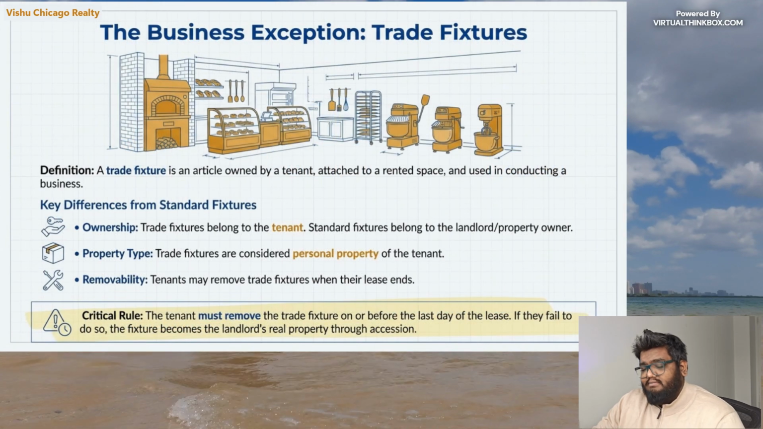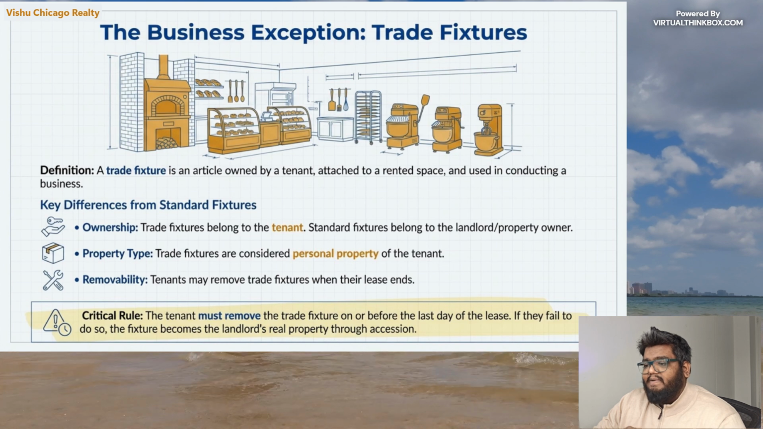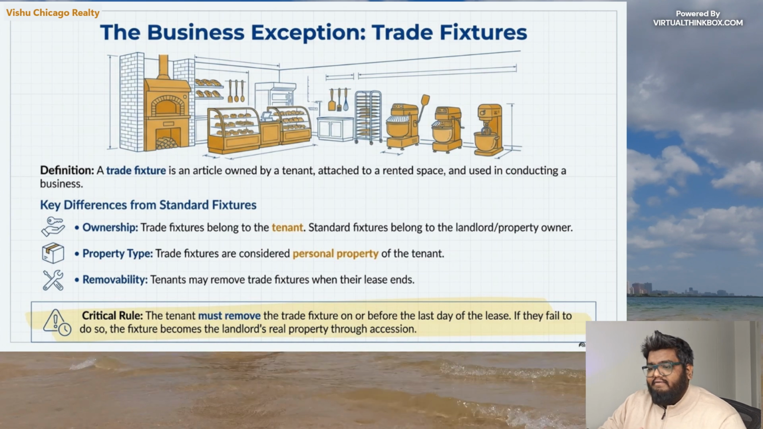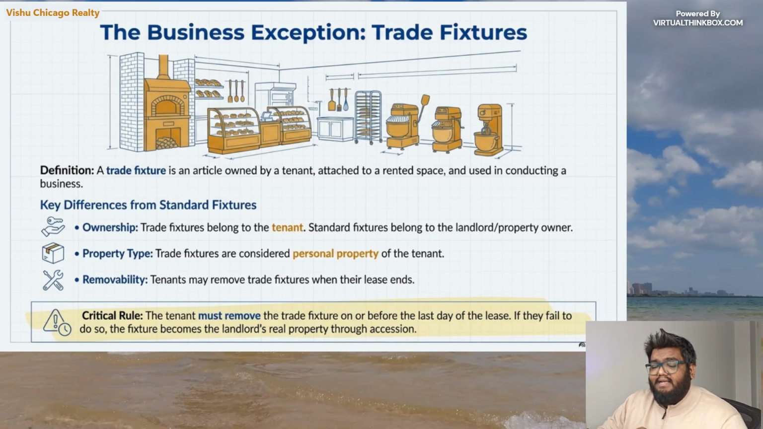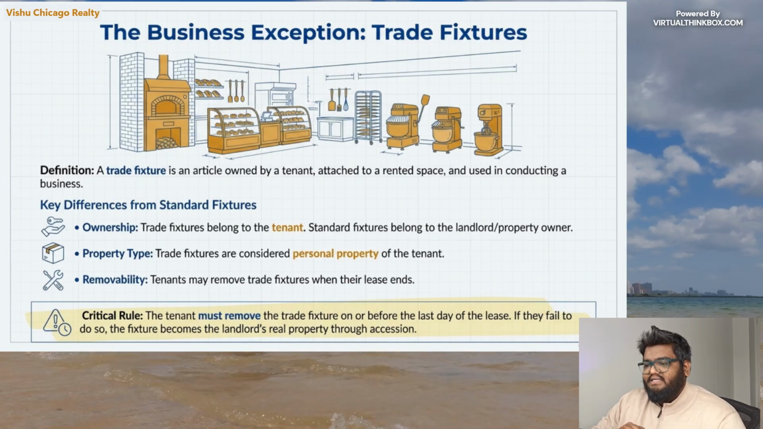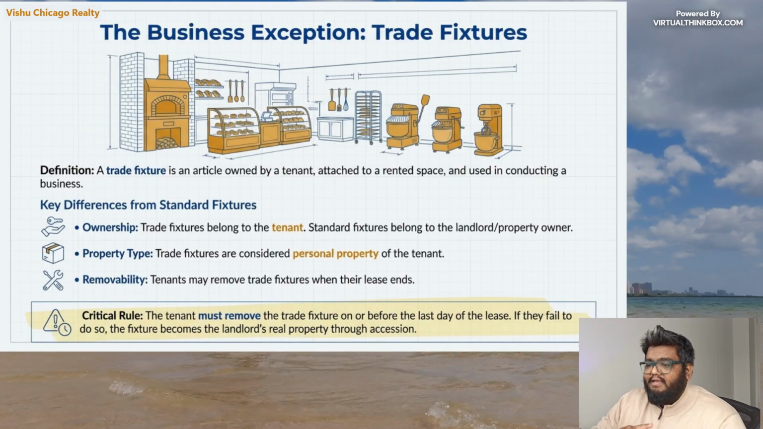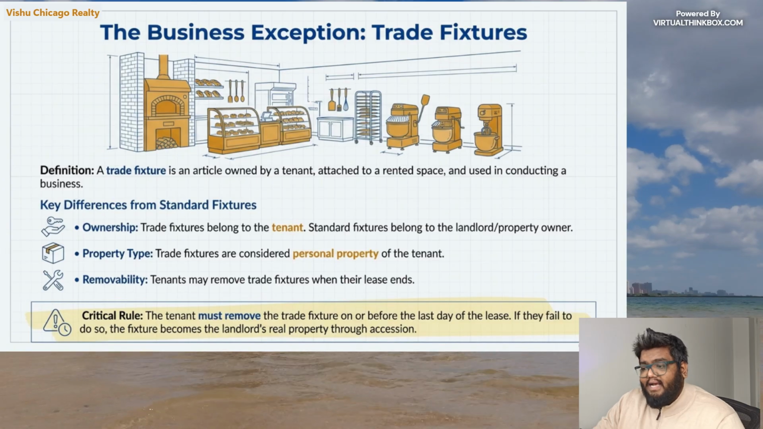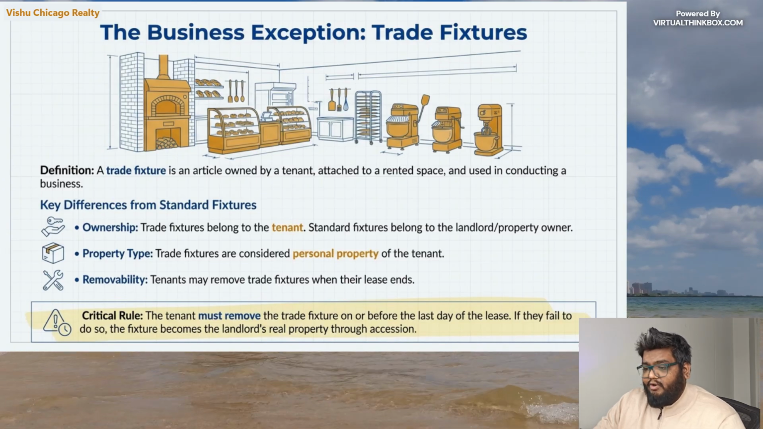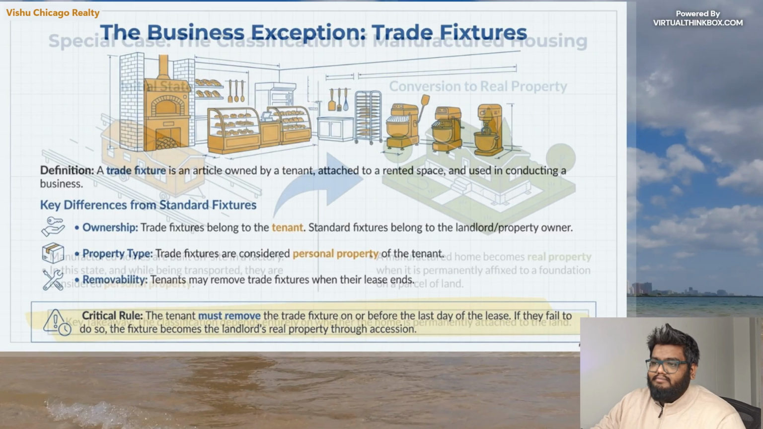Trade fixtures. This is another big one. Trade fixtures are a special exception. A trade fixture is personal property used by a tenant in conducting a business. Trade fixtures belong to the tenant, not to the landlord. The tenant must remove trade fixtures on or before the last day of the lease. If they don't, the fixtures become the landlord's property through forfeiture.